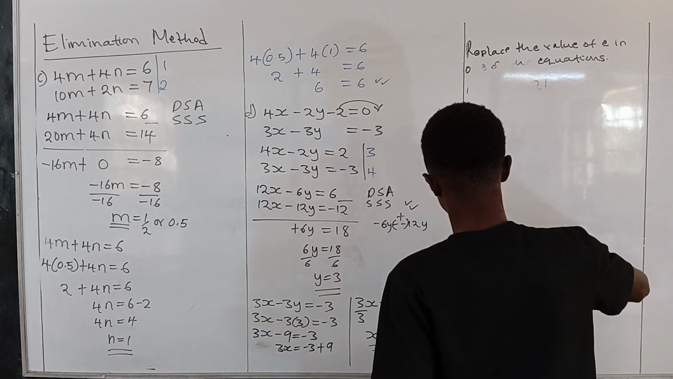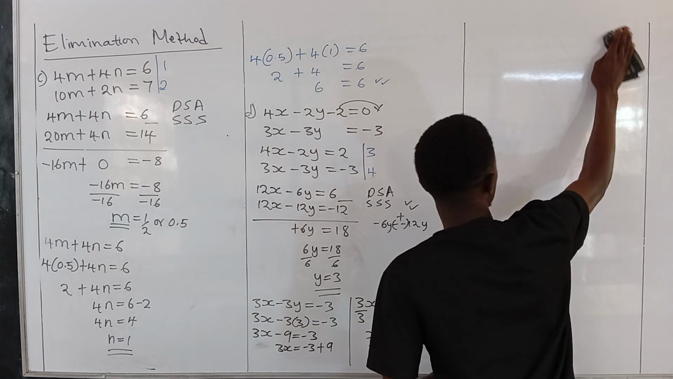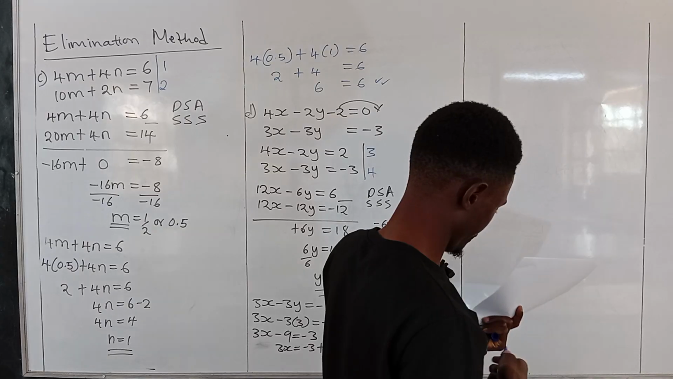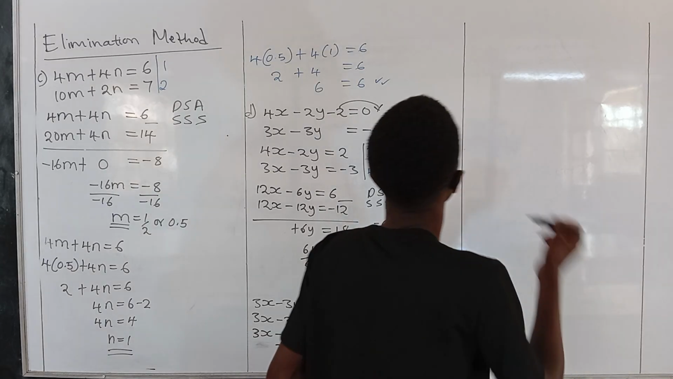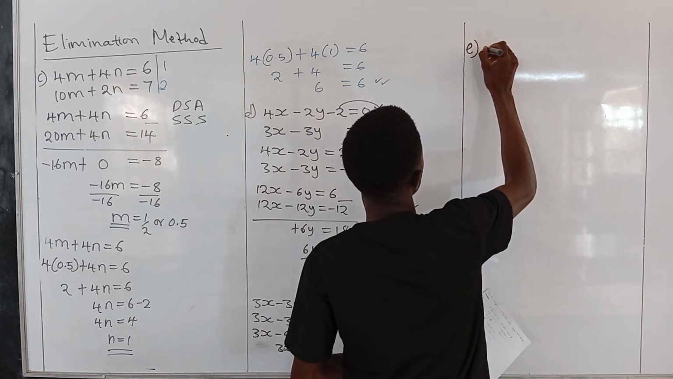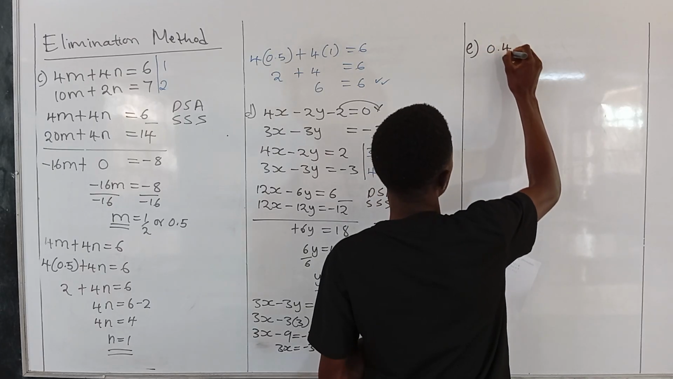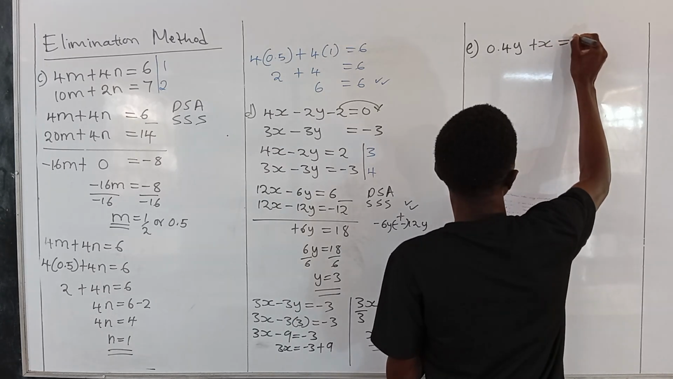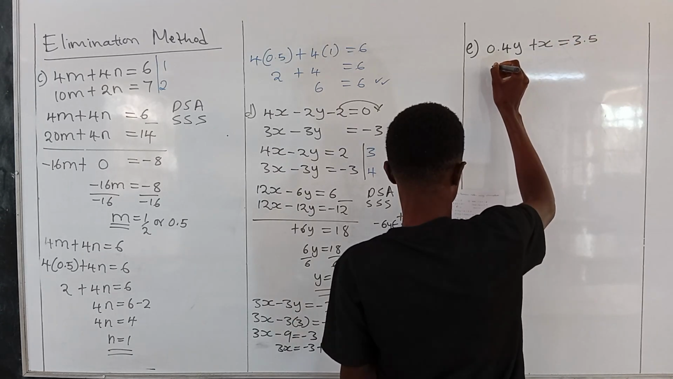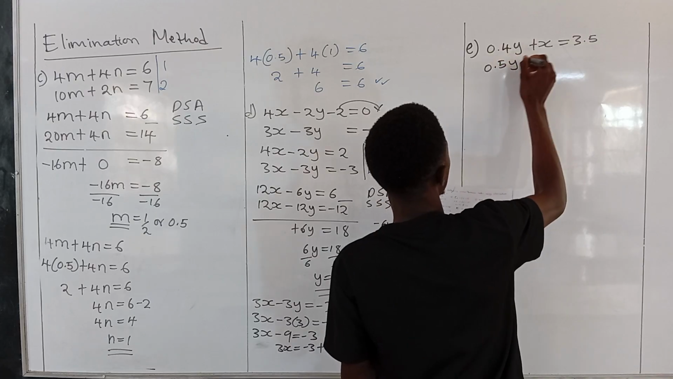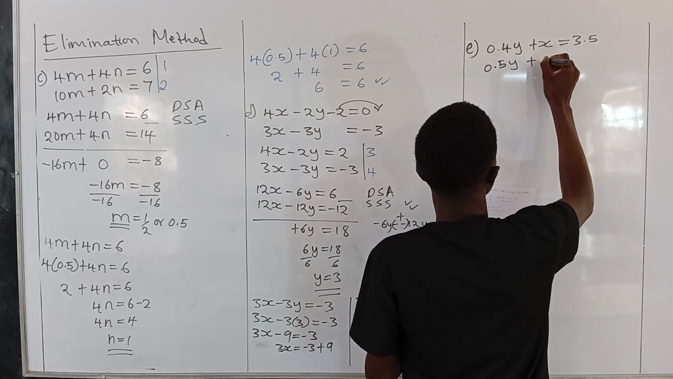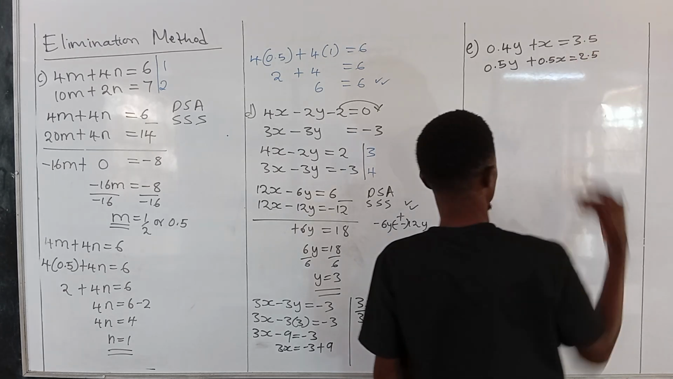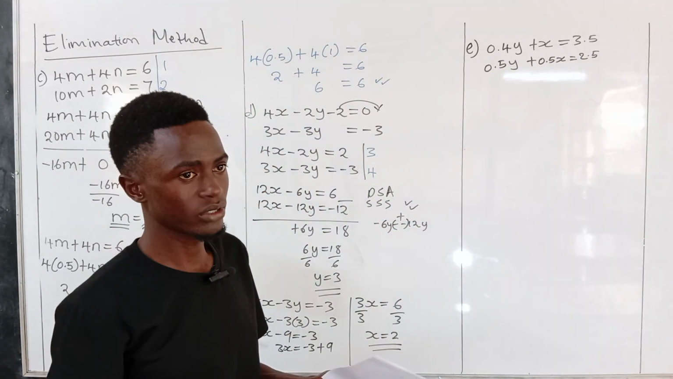Get to the last question for today. Last question for today, which is going to be, that is a 0.4y plus x is going to give us 3.5. Then we have 0.5y plus 0.5x is going to give us 2.5. So the decimal point should not worry you about anything.